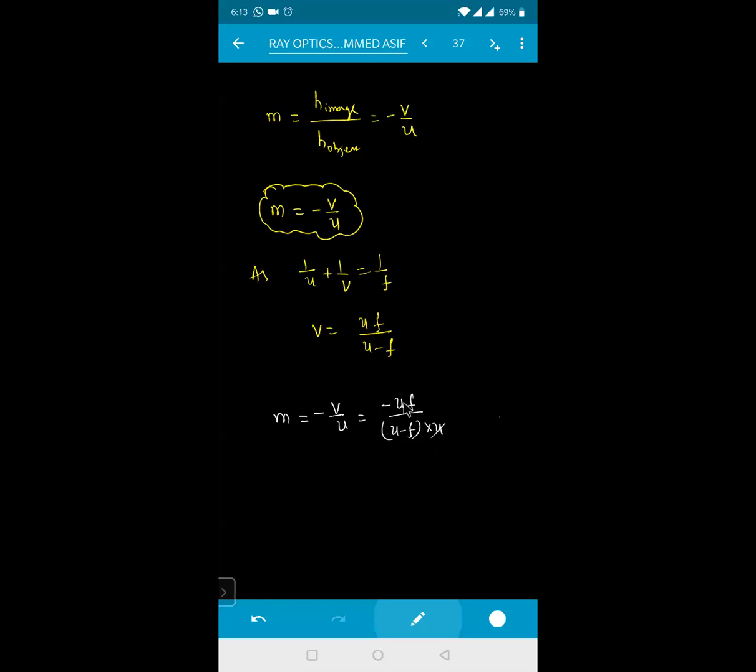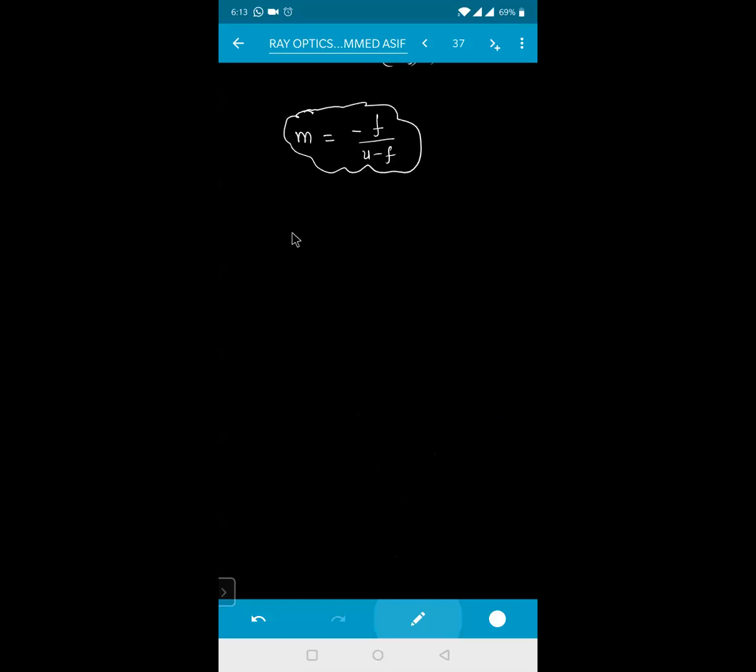So this U will get cancelled right now here. So this comes out for me. Magnification m is equal to minus f divided by u minus f. If I remove the minus sign, I can write the magnification in terms of focal length as m is equal to f divided by f minus u. So this will be the magnification in terms of focal length and object distance.